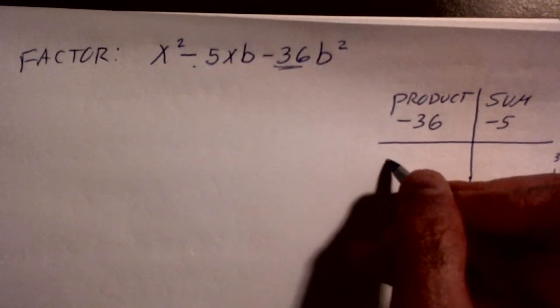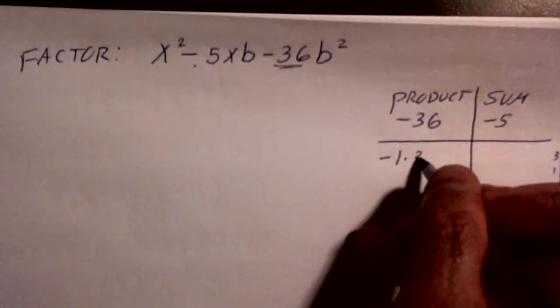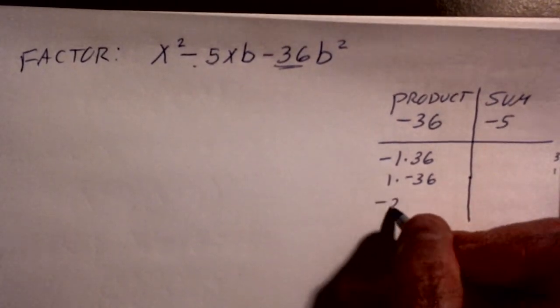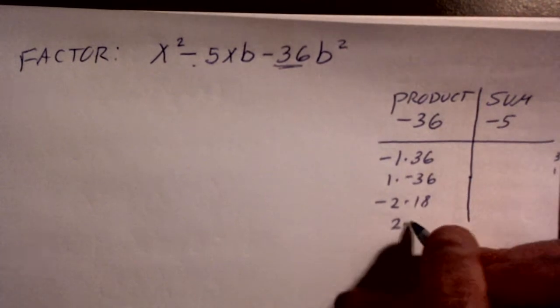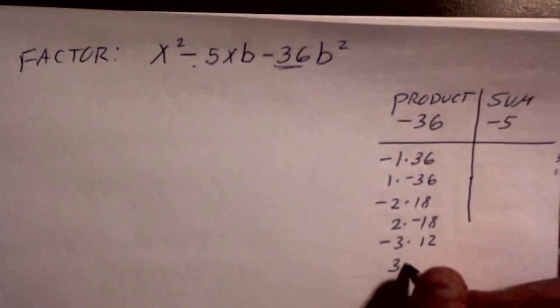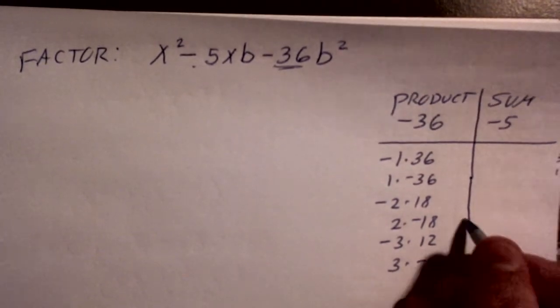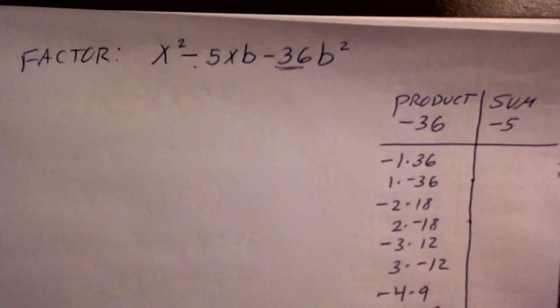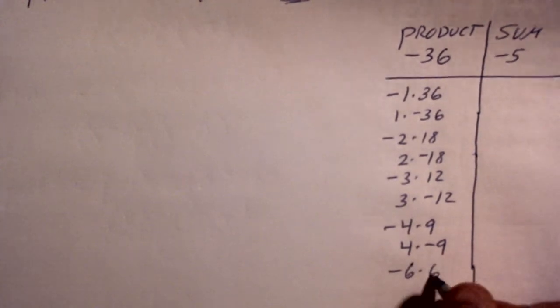Well, we can start listing factors of negative 36: negative 1 and 36, 1 and negative 36, negative 2 and 18, or 2 and negative 18, negative 3 and 12, or 3 and negative 12, or negative 4 and 9, or 4 and negative 9. Or we could have negative 6 and 6.